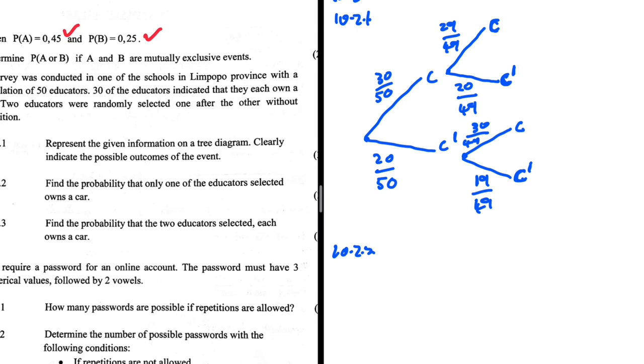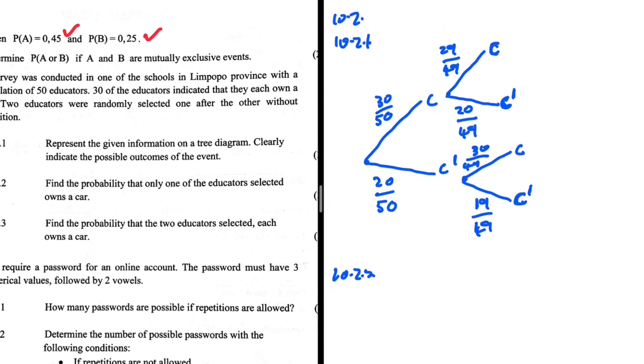10.2.2, find the probability that only one of the educators selected owns a car. Okay, so let's take a look at these outcomes. Let me change my color. This outcome here is car, car: both teachers have a car. And then the outcome here is car, no car: one teacher has a car, the other one does not. Here, the first teacher does not have a car, the second one has. And here, lastly, they both don't have cars.